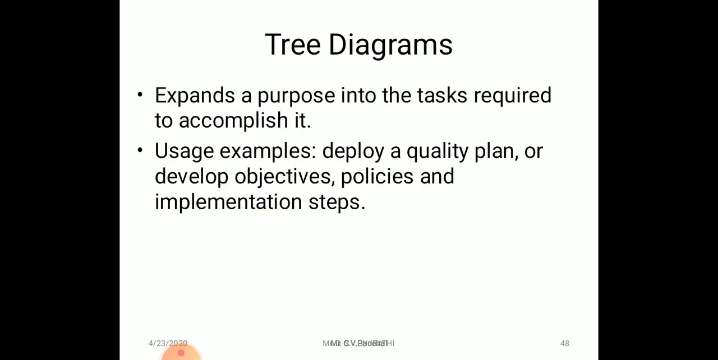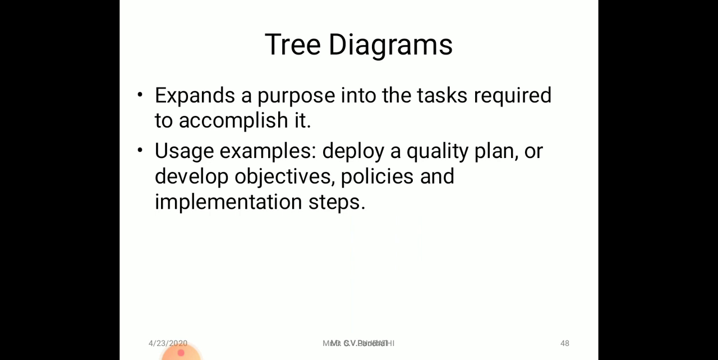So tree diagram expands a purpose into the task required to accomplish it. For example, if you want to construct a ship, or a project is given to you. Now how you will complete the project, what are the various ways on which way you will walk, and how you will accomplish or achieve the target. So it is nothing but first considering our main task, primary factor, that we want to construct something very big, and then later on how a target is given, how you will achieve.